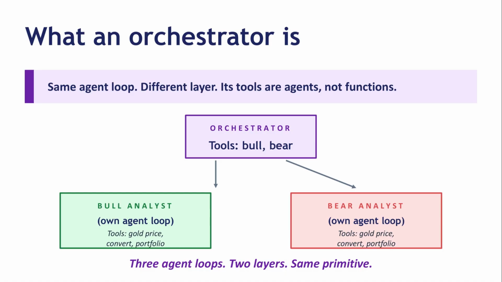In this tutorial, when the orchestrator calls a tool, what's behind that boundary is another agent, the bull analyst, the bear analyst, running its own complete loop, making its own tool calls, returning its own reasoned answer. So an orchestrator is structurally an LLM agent, same loop. What makes it an orchestrator is what's in its tool list. Same mechanism, different layer. That recursive shape is what gives Phase 3 its power. We don't need new machinery, we just apply the agent loop at multiple layers, and a system that can coordinate multiple LLMs falls out.